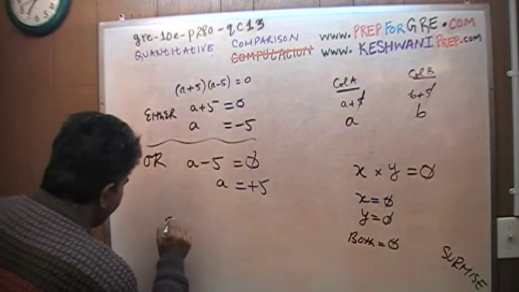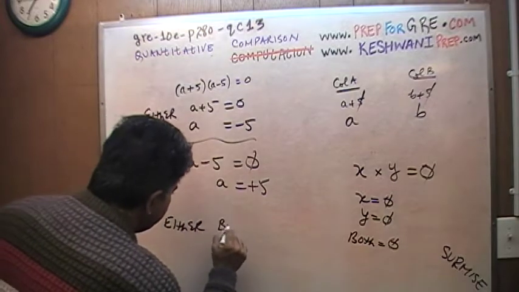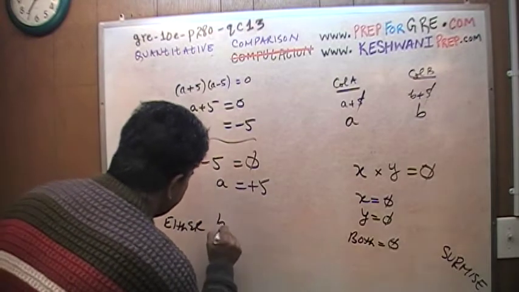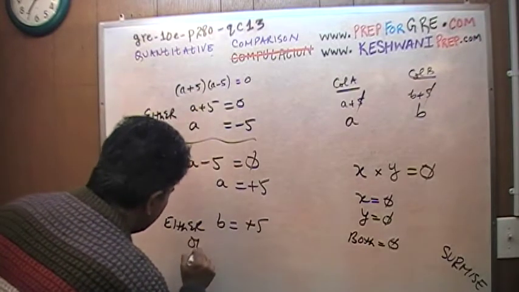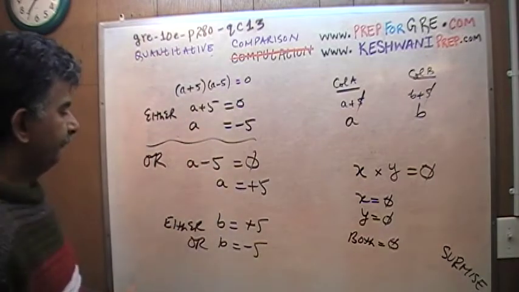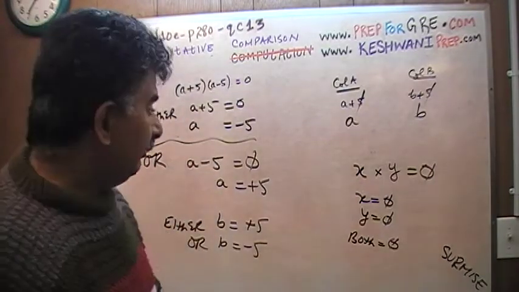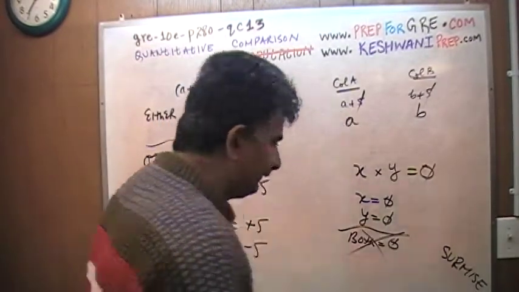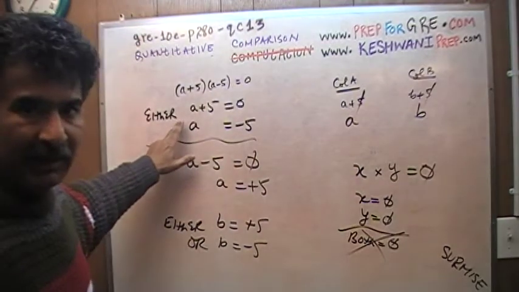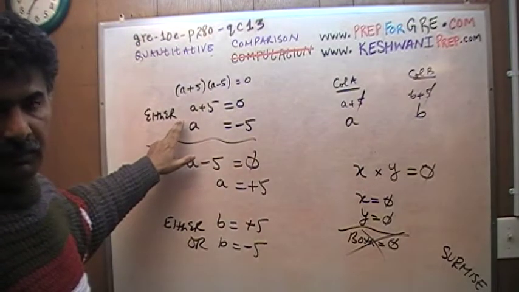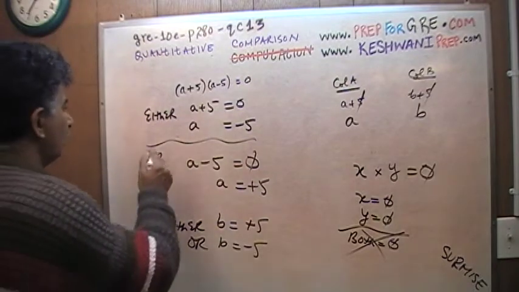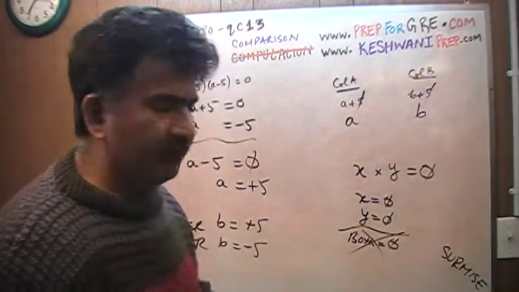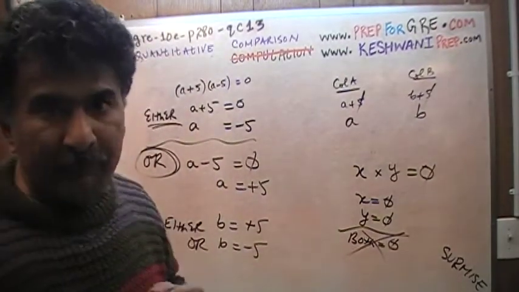Either b is equal to positive 5, or b is equal to negative 5. But we don't know which, and the scenario of both being equal to 0 would not apply here. The third scenario does not apply because a cannot be at the same time positive 5 and negative 5. It has to be either this or this. It cannot be both at the same time. So this last scenario does not apply here, because we're talking about the same quantity a.